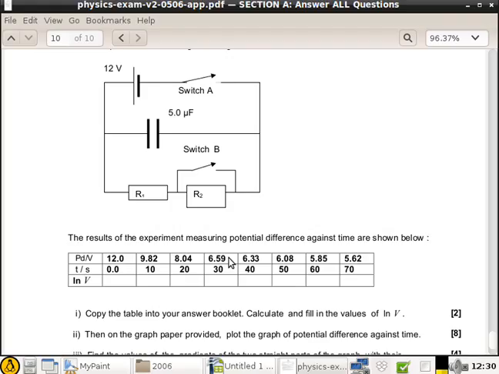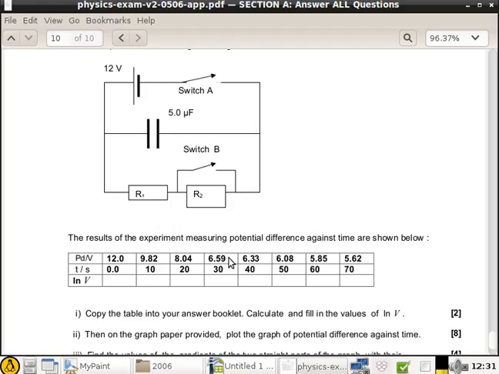you see the capacitor in the middle? That's fully charged. And then what they do is they open switch A. So when they open switch A, the battery is removed. So then what happens with the capacitor? It starts to discharge. It discharges through R1. And then 30 seconds later, they close the second switch, and then it discharges through R1 and R2. So basically, the resistance is increased after 30 seconds.